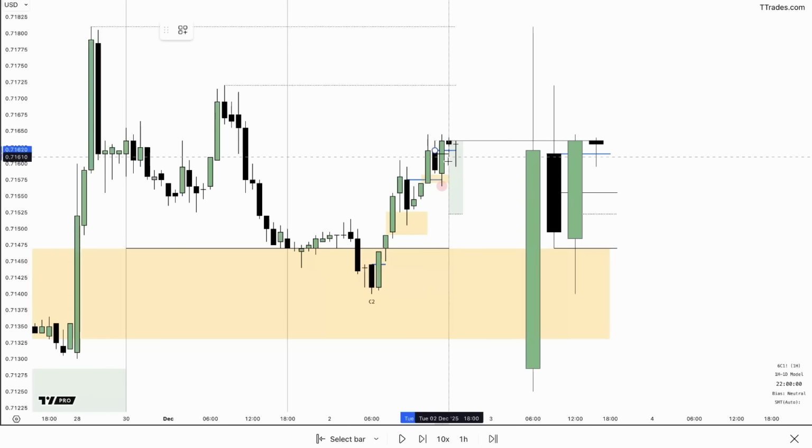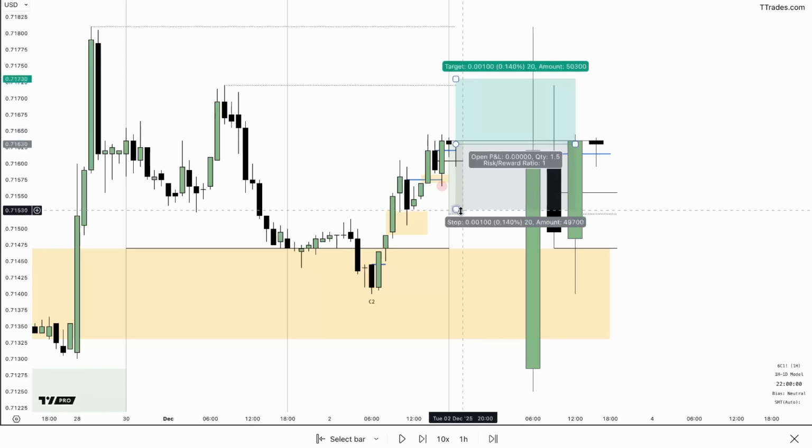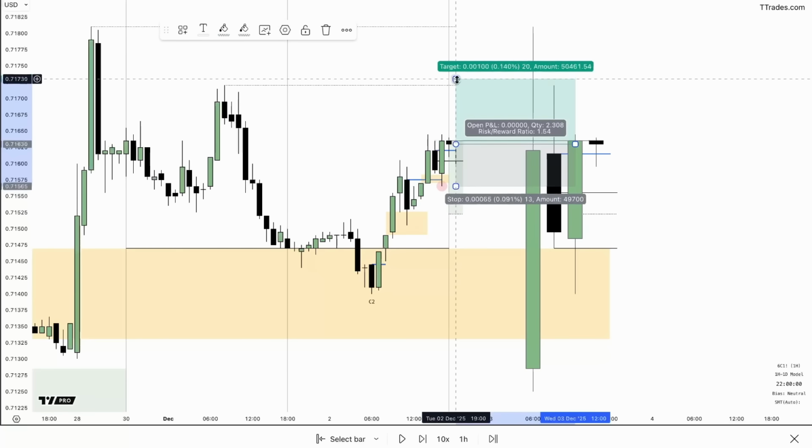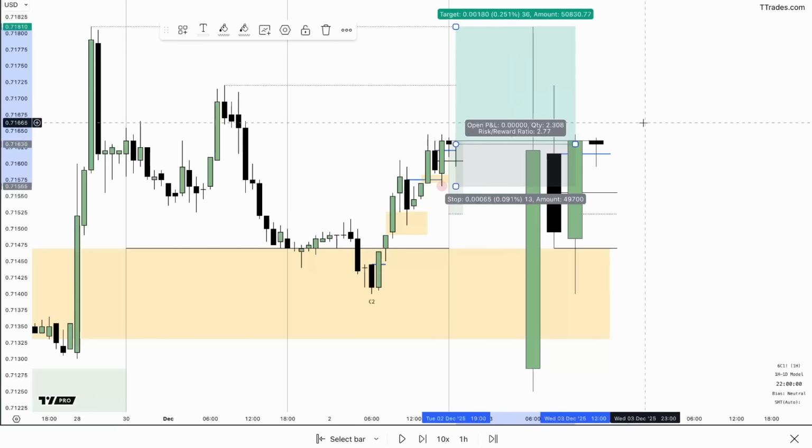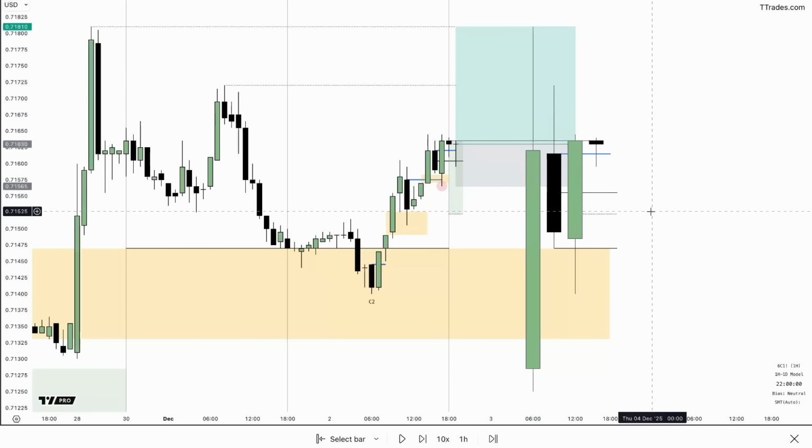Now, letting this play, where did I get onside on this trade? Well, I saw price respect this right here. So I went ahead and took an entry right here, put my stop on the protected low, and then I was looking for price to trade into this high here. Now, let's see how this worked out overnight.